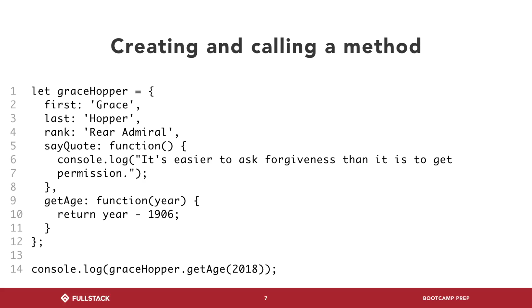So here on line 14, when we console log gracehopper.getAge, I can also pass it a value. This is just to illustrate that even though they're quote unquote the value in an object, these are full functions. They take in parameters, they can return values, they can do everything that a full function does.